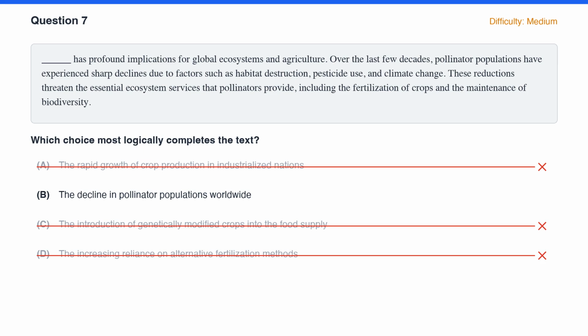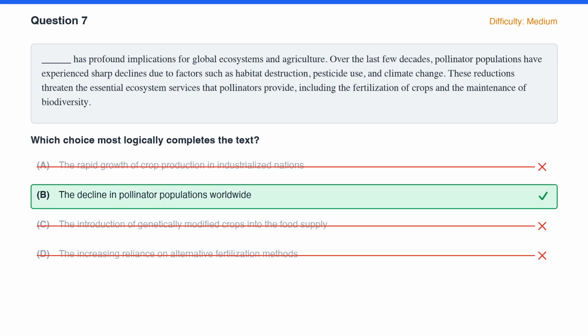Choice C introduces genetically modified crops, a topic the text never raises and that has no link to the pollinator decline being described. Choice D mentions alternative fertilization methods, which again is absent from the passage and fails to capture the decline that drives the implications discussed.